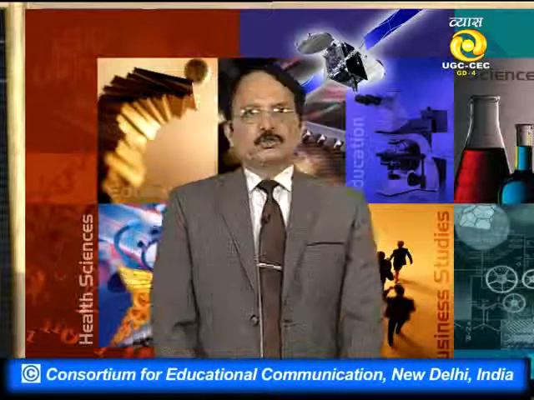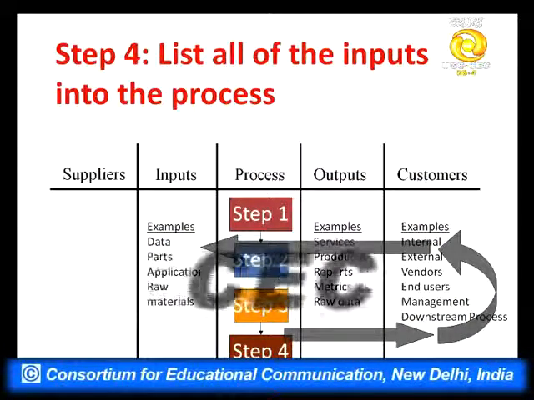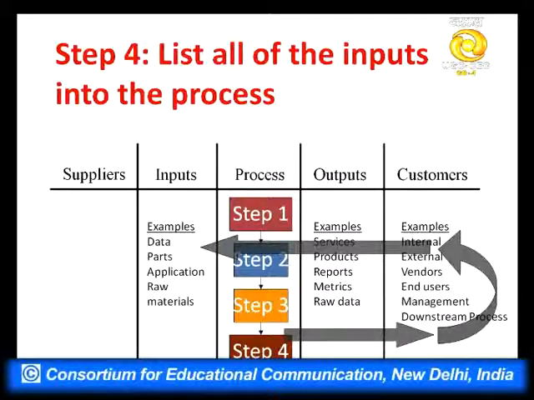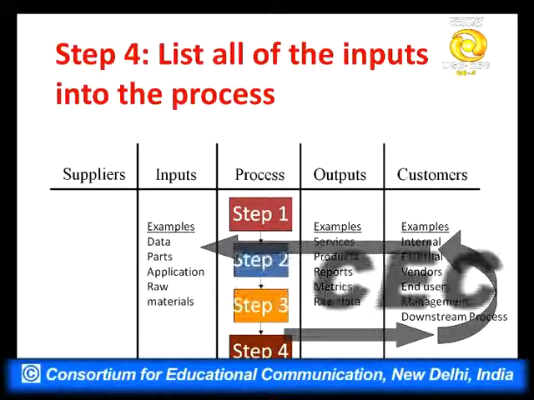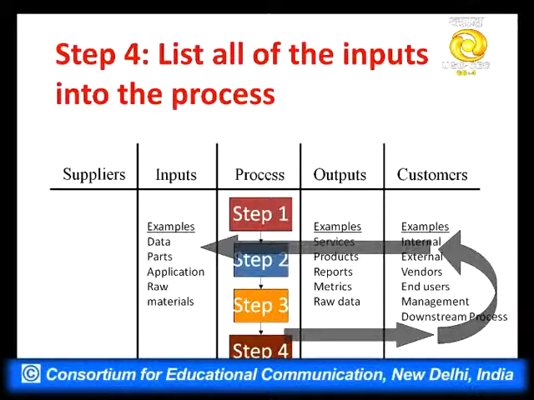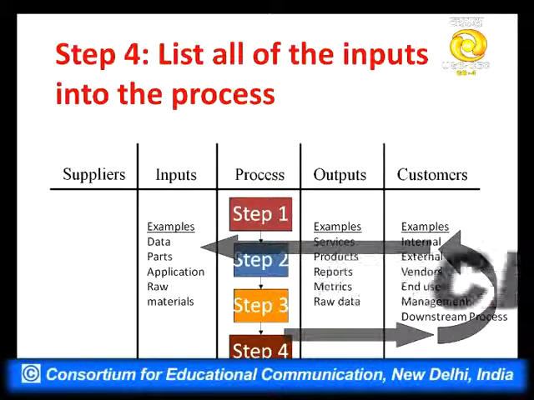Now, we will go back to the inputs after discussing the process, outputs and customers. We have discussed process, outputs and the customers. Now, we will devote some time to the inputs also. What sort of inputs are given to the process? These inputs can be in the form of data which has been fed to the process, parts, application, raw materials, and these are certain examples of the inputs which are put into the process.